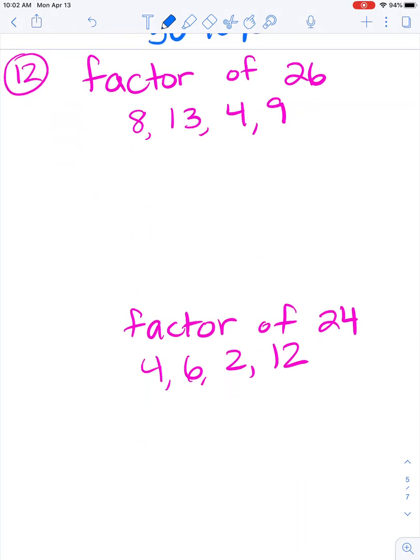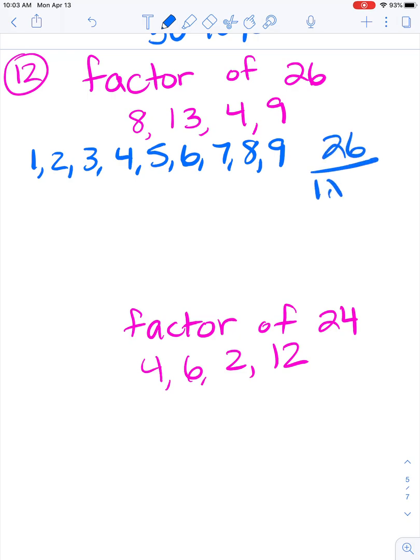Factor of 26, a factor product. So what times what equals 26? Remember my strategy of listing 1 through 9. Okay, so I'm going to put 26. We know 1 goes into everything. We know 2 is going to go into it. Think about why. Because it's even, so 2 goes into it 13 times. If you did not know, you could count by 2s. You could divide. You could take 26 divided by 2.